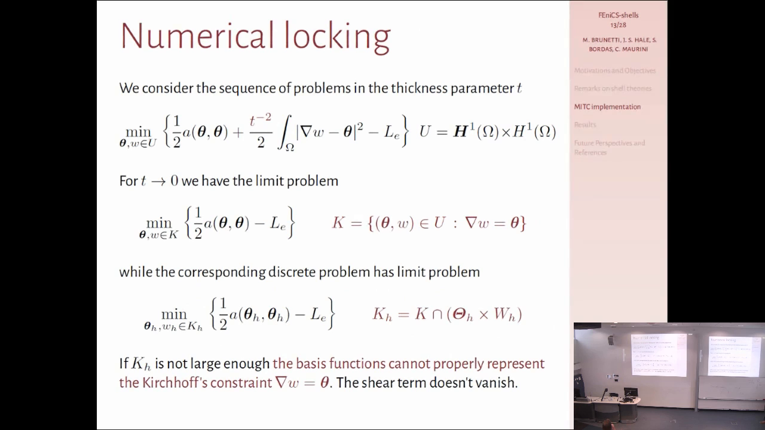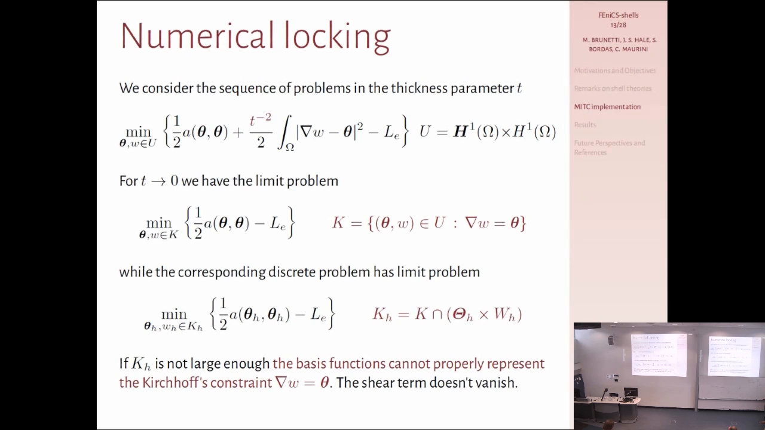So just a few remarks about numerical locking in thin plates. We can consider a sequence of problems in the thickness parameter t of the Reissner-Mindlin model. So we have the bending contribution, the shearing contribution. I have the standard H1 spaces for both the rotation and the transverse displacement. When t goes to zero, we have this limit problem where the space is actually the space of the functions for which the Kirchhoff constraints hold.